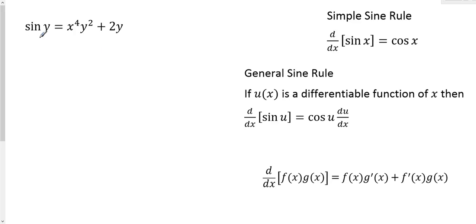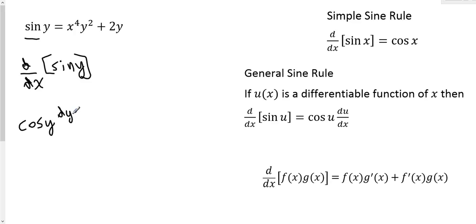To take the derivative of the sine of y, we're taking the derivative with respect to x, the derivative with respect to x of the sine of y. By the general sine rule, this is going to be equal to the cosine of y multiplied by dy/dx. And then that's equal to the derivative with respect to x of x to the fourth y squared.